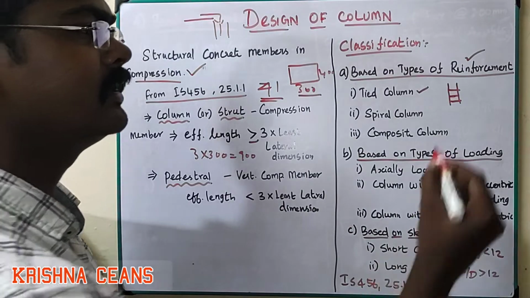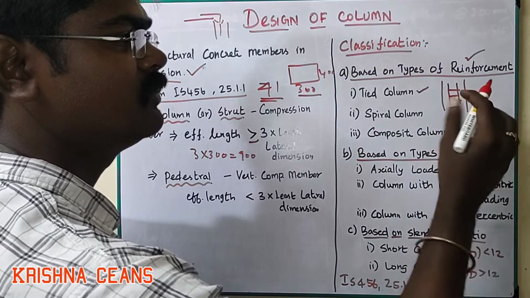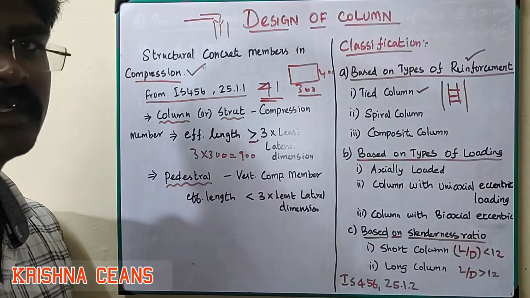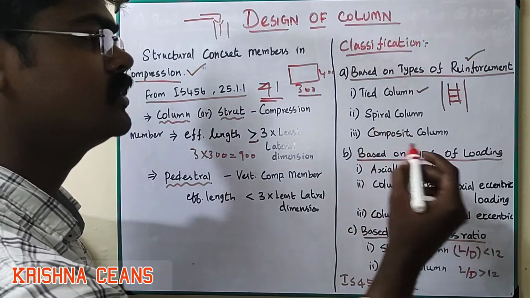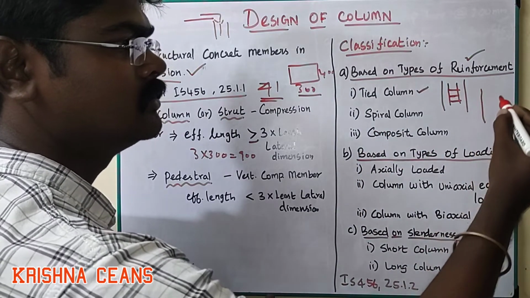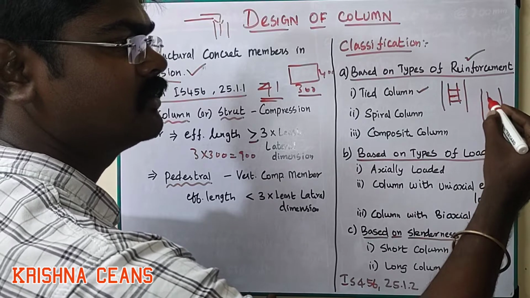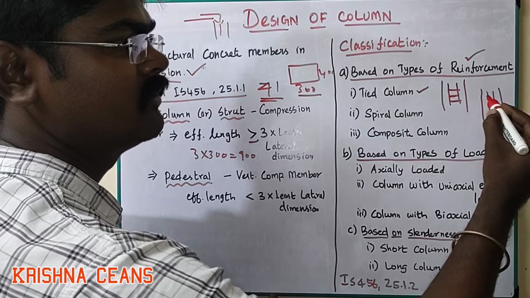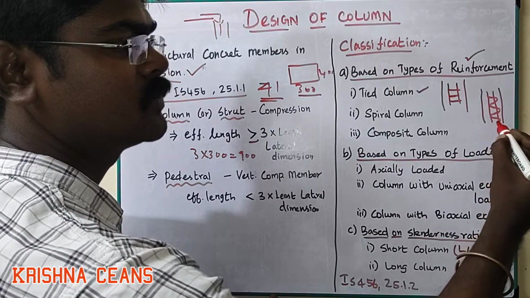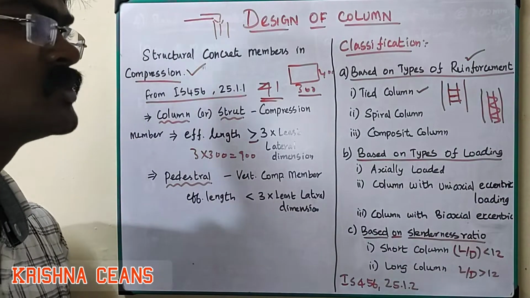We provide the reinforcement in the column like that. We call it a tied column. Next one is the spiral column, where this is the column with the main reinforcement, and we provide the lateral ties in a spiral. So this is the spiral column.